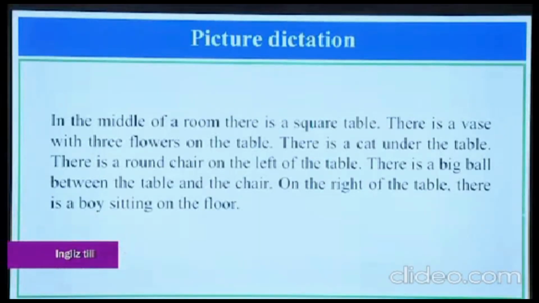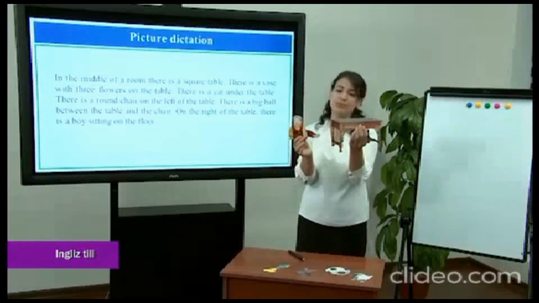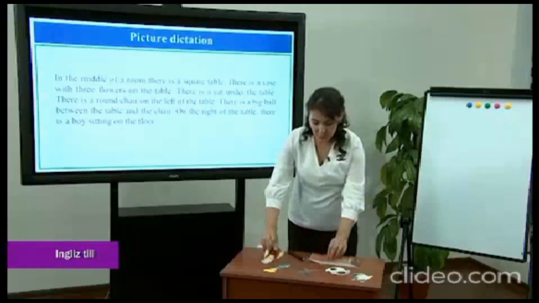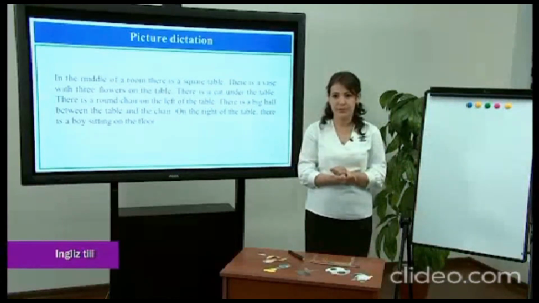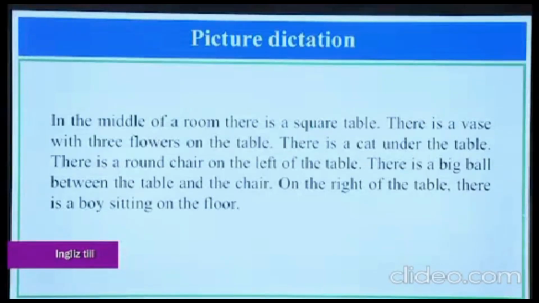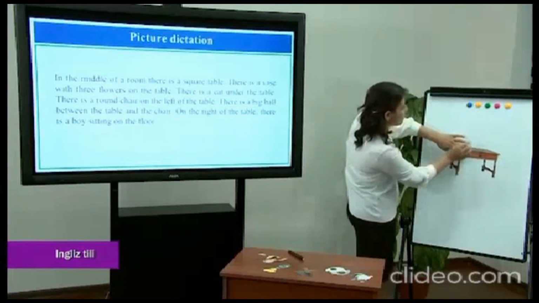The next type of dictation is a picture dictation. In a picture dictation, you will read a story, and you should prepare some pictures beforehand, and you should distribute them to your pupils. And your pupils, using the pictures, should make up a whole picture. Let's see it as an example. For example, in the middle of a room, there is a square table. And this is a square table, and it is in the middle of the room.